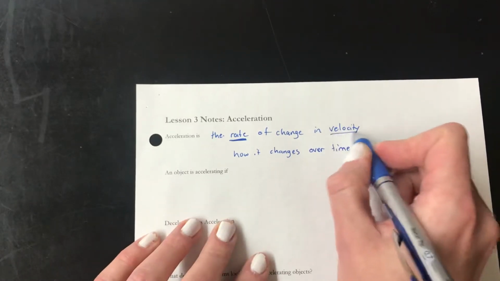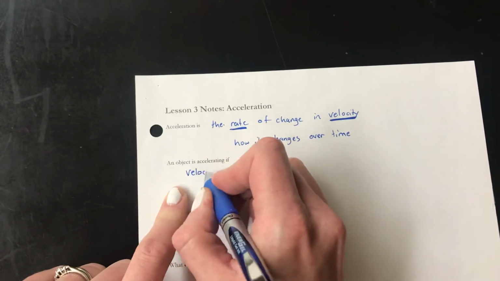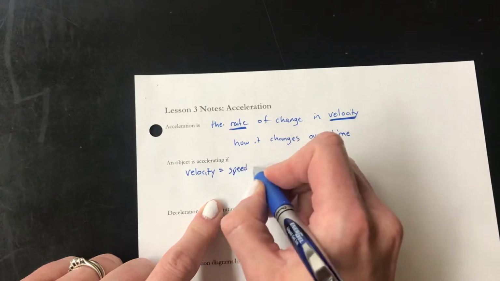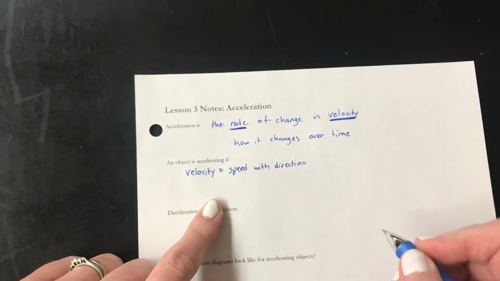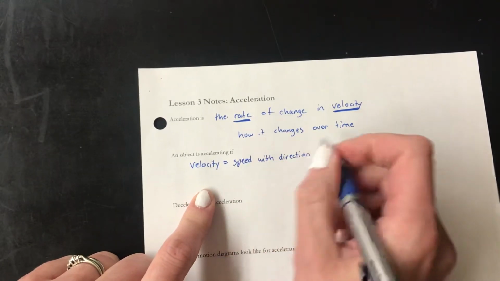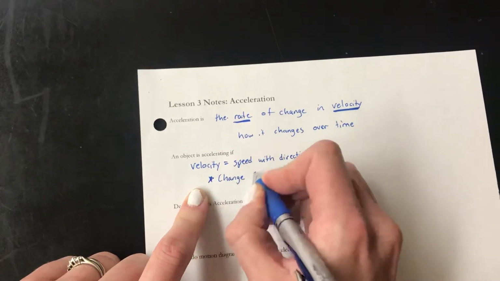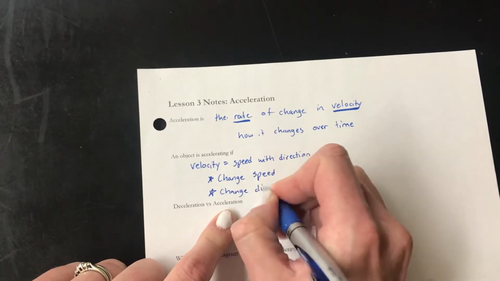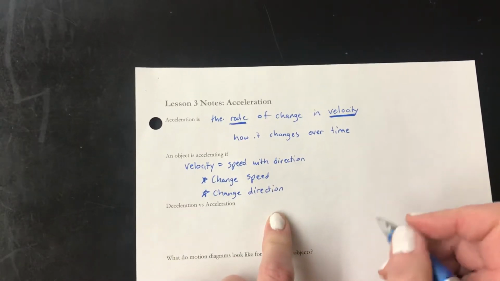Now, because it's the change in velocity, there are several ways that an object could be accelerating. So let's write down what velocity is again. Velocity is your speed with the direction that you're going. So if you're going fast or slow and left or right, those things both have to be indicated in order for us to have a velocity. So if we're going to change velocity, we can either change the speed, or we can change direction, or we could do both. Okay, there are situations where it happens that you do both.